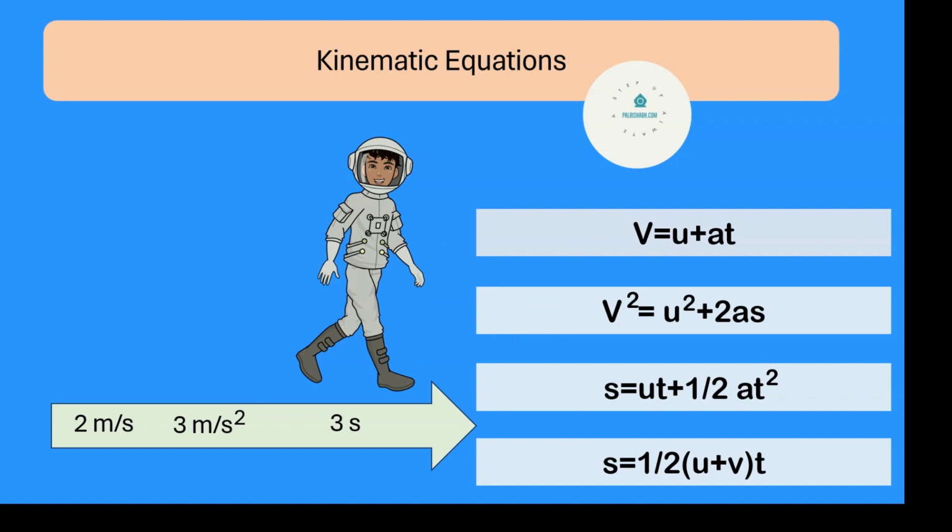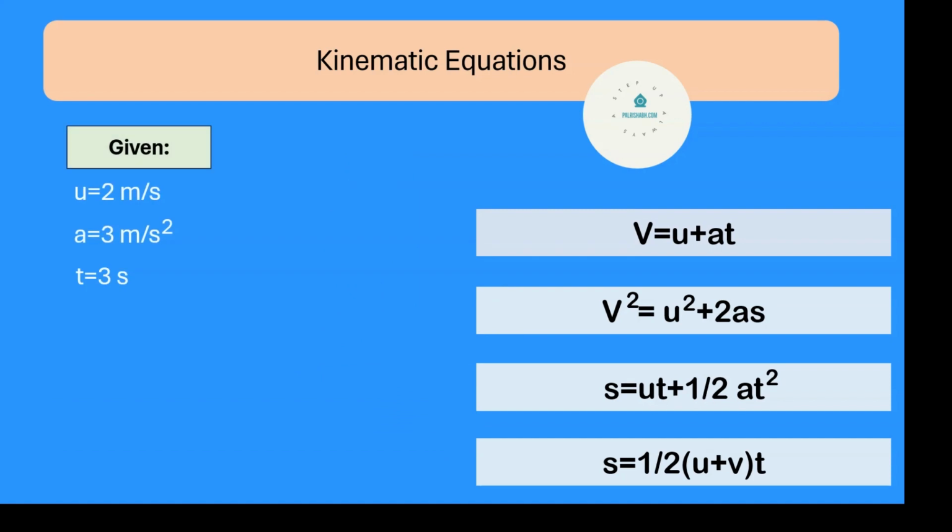First, let's clear the screen for some math. What we have are the initial velocity of the astronaut, which is 2 meters per second, the acceleration, which is 3 meters per second square, pretty fast, and the time, 3 seconds. Since we have to measure the displacement at the initial velocity, acceleration and time given, we shall use the third equation on the screen, which is s is equal to ut plus half at square.